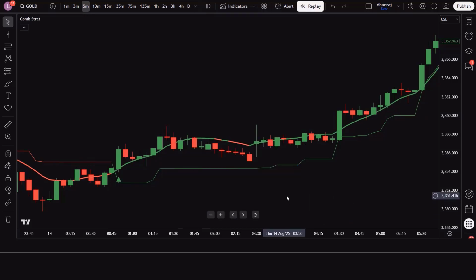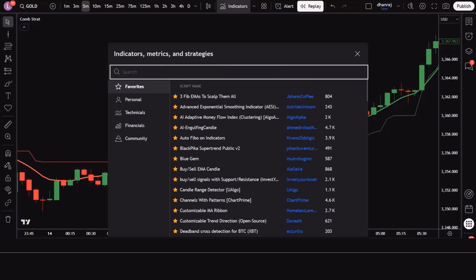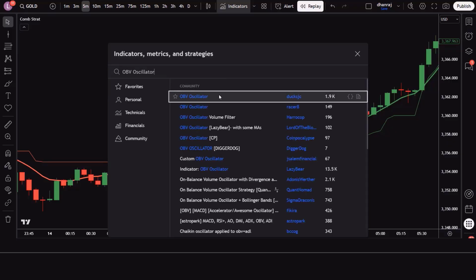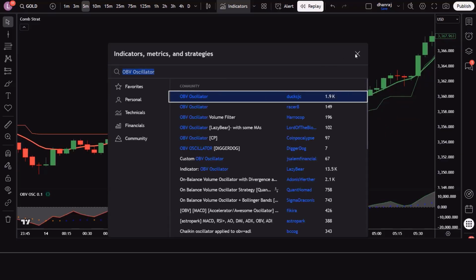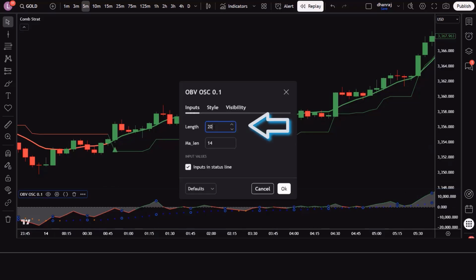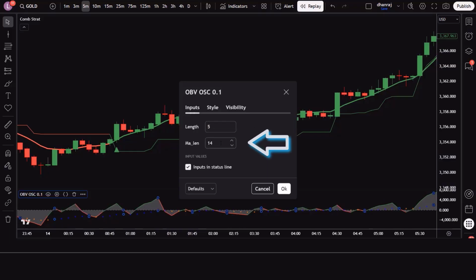After that we have to apply another indicator on the chart. We will search the OBV oscillator indicator in the search box of TradingView. After that we have to click on the OBV oscillator option, in which we have to change some settings. We have to change this length option from 20 to 5. We have to change this MA length option from 14 to 6.